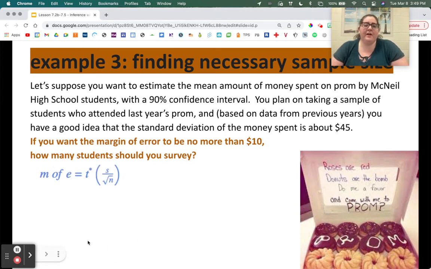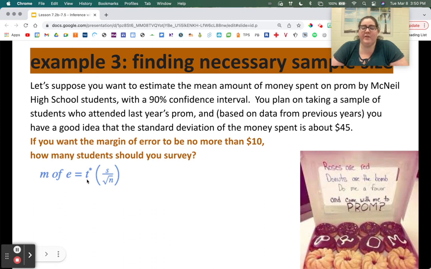So our margin of error formula for a means problem would technically be everything that comes after the plus-minus. So it's the critical value, T star, times the standard error, which is s, or standard deviation, divided by square root of n. Now here's where the problem is.